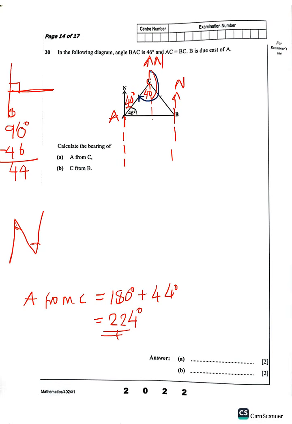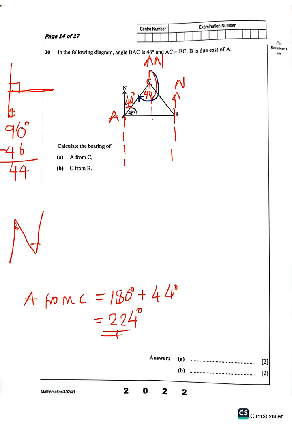Now for the second part, C from B. C from B. So let's look at line CB. That is our line CB.